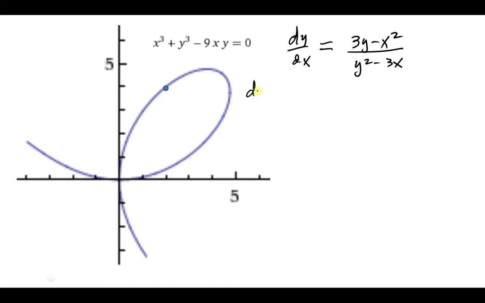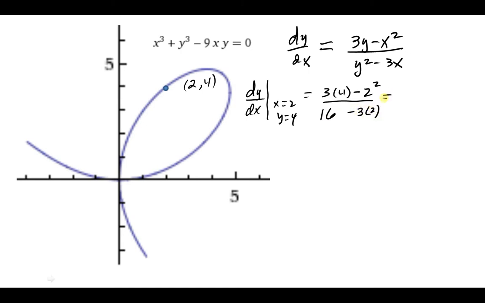And to get the tangent line, we need to calculate dy/dx at the point (2, 4). And so that gives us 3 times 4 minus x squared, which is 2 squared, divided by y squared, which is 16, minus 3x, which is 3 times 2. So we get 8/10, which is equal to 4/5. So this is the slope of the tangent line.